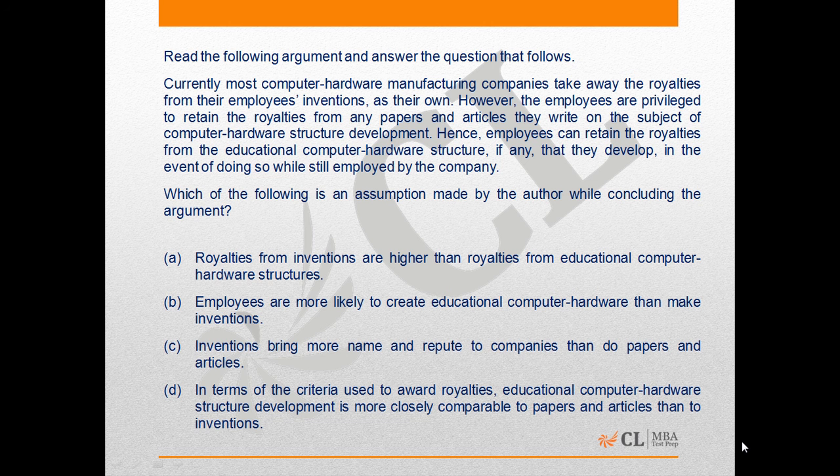So definitely educational computer hardware structure is similar to the papers and articles that the employees write, and that is why they should retain the royalties on these things. And there is a major difference between the inventions and the educational computer hardware structure, and that is why the companies cannot take away the royalties of the employees based on the educational computer hardware structure. This is what is said in option D, and hence this is an assumption that is made by the author in order to conclude the argument. So option D is the correct answer to this question.